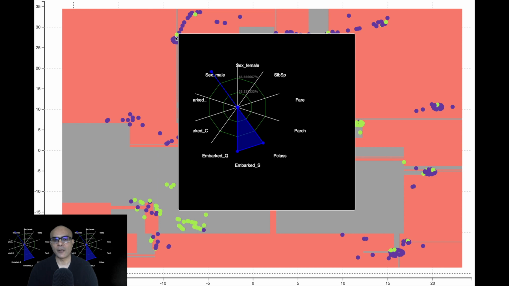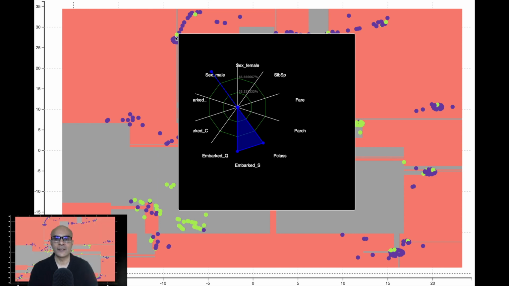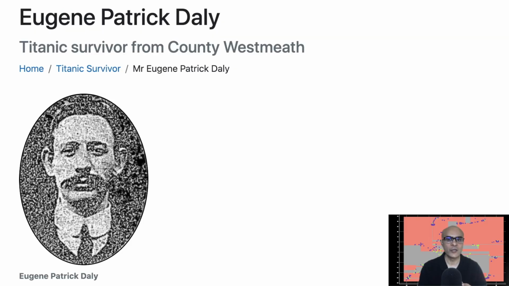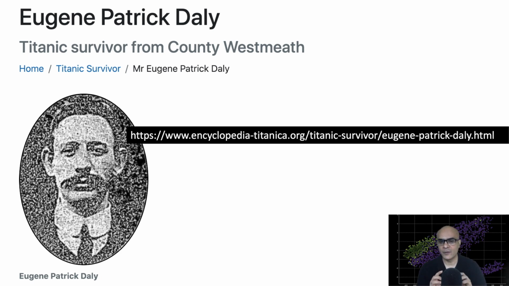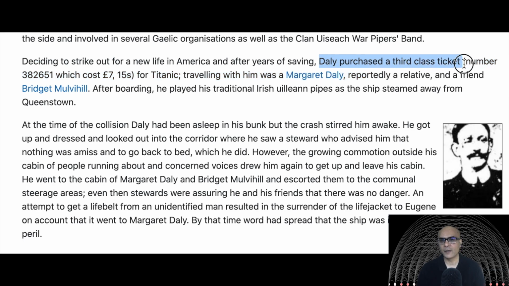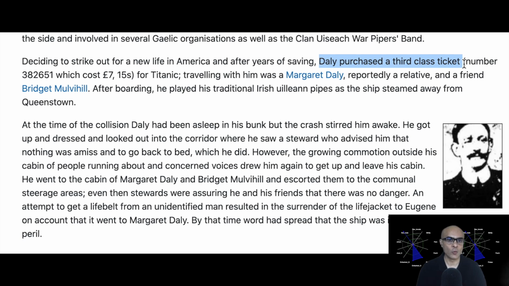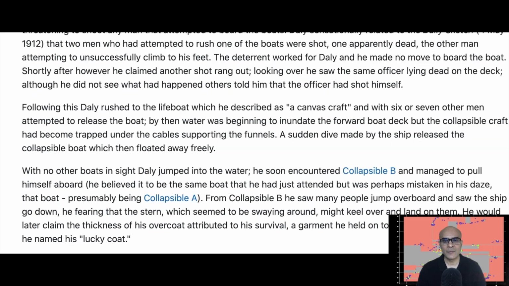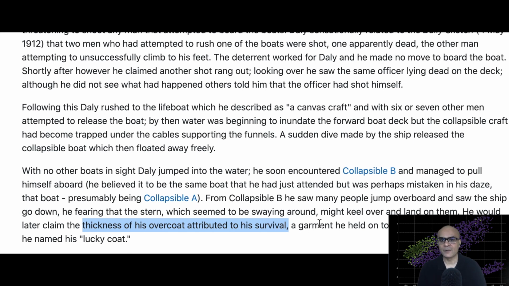Now this specific micro-outlier point corresponds to the passenger by the name of Patrick Eugene Daly. You can read about how he survived in the link which is shown on the screen. Now he was a third class passenger located in the lower decks where the water had hit first. He had jumped into the cold water. He had no chance of surviving. However, he claimed that the thickness of his overcoat attributed to his survival, a garment which he held for many years, and he named it his lucky coat.